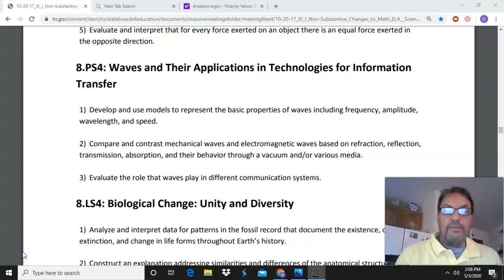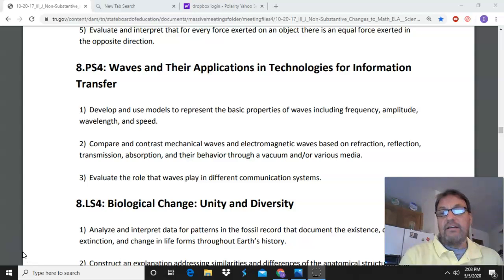You're going to develop and use models to represent the basic properties of waves, including frequency, amplitude, wavelength, and speed. And we talked about those in part one, and there will be a subsequent video that breaks it down just to that particular standard. Also, we're going to compare and contrast mechanical waves and electromagnetic waves. So you learned about the mechanical waves in the last section, and then we're going to be learning about the electromagnetic waves in this section.